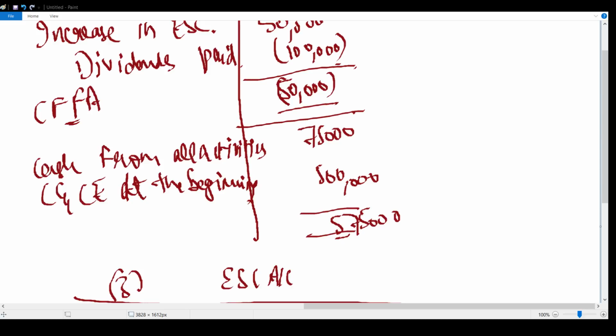Next question of cash flow statement only. The question is of direct method. As you can see, the question is of direct method. Now let's start reading.